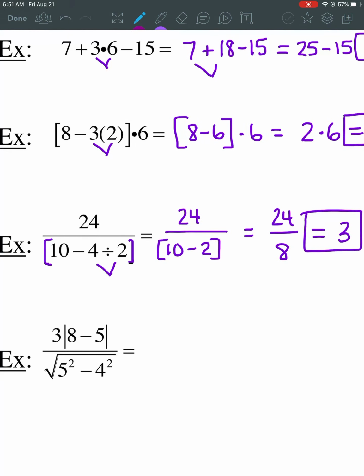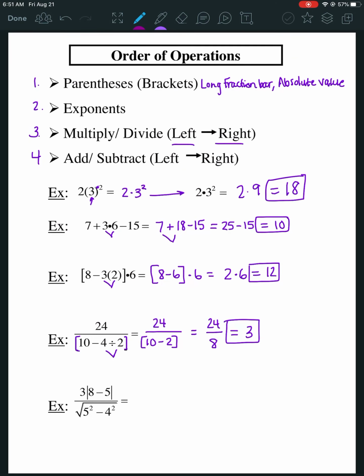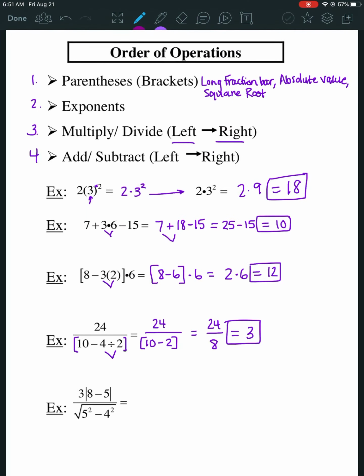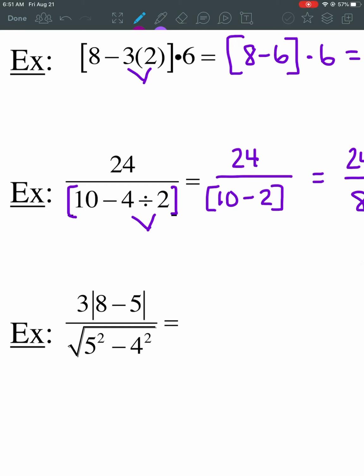Okay, last one. So we have the fraction bar and I guess I should add up here the absolute value, and then also another grouping symbol would be the square root. So do everything on the top of the fraction bar, everything on the bottom of the fraction bar, then divide last. So let's look at the top, the absolute value. So 8 minus 5 we need to do, that is a grouping symbol. So 3 times, because it is right next to that absolute value bar. And then 8 minus 5 is 3.